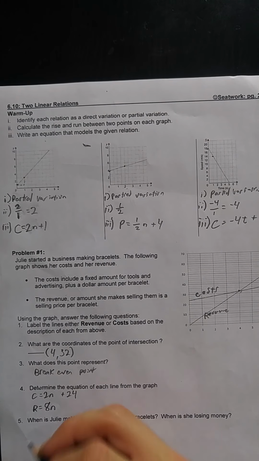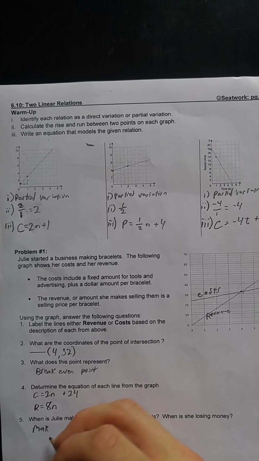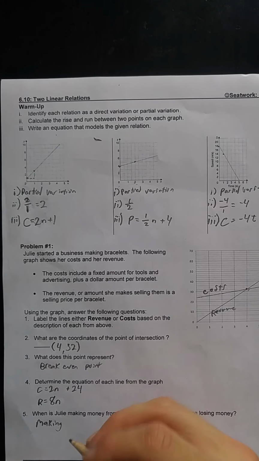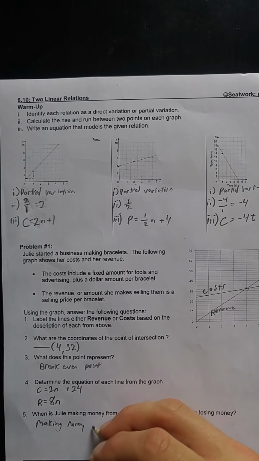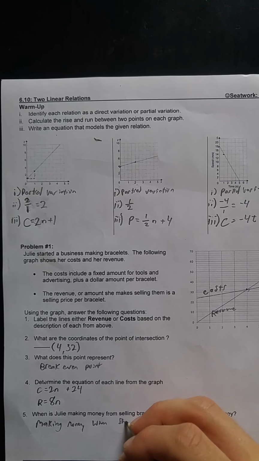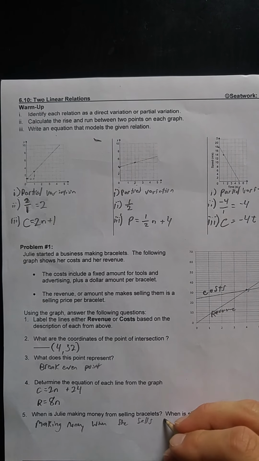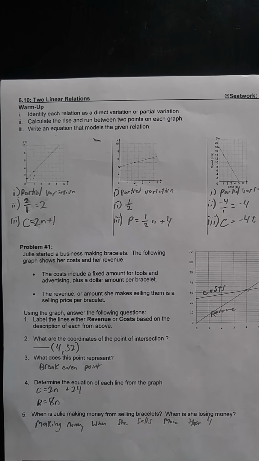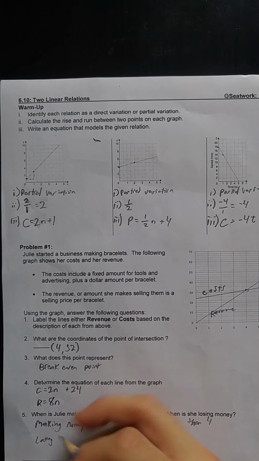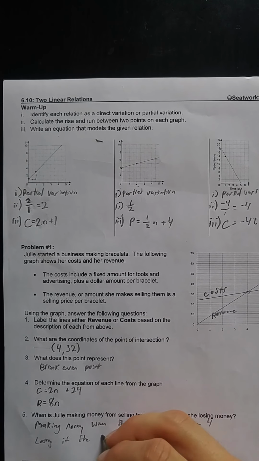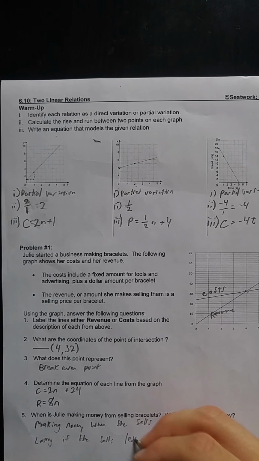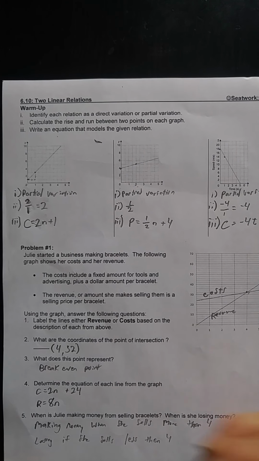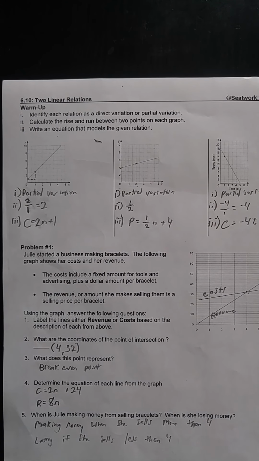When is she making money from selling bracelets? When she sells more than 4. She's making money. So when she sells more than 4, losing if she sells less than 4. Okay. Next page, our final page here.